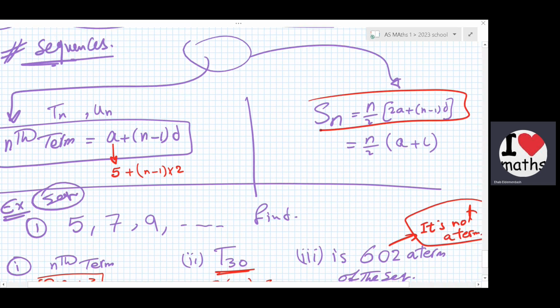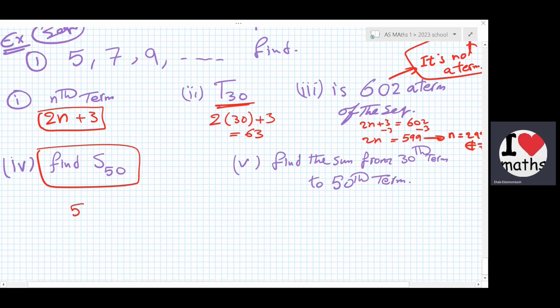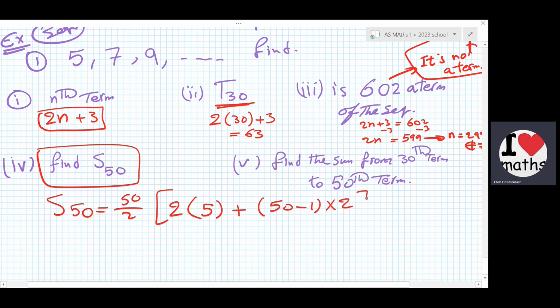Okay, for us not to make it complicated, you can apply the second rule, the simple and nice rule. We have A, we have N, we have D, everything is there. So for S50 it will be 50 over 2, am I right? Then 2A, that is 2 multiplied by 5, plus N minus 1, which was 50 minus 1, into D, which equals 2, right? So what's the answer in this case? 2700. So you can easily find it, or like Mohamed did, he found the fifth term, right? And then he started to work on this one.